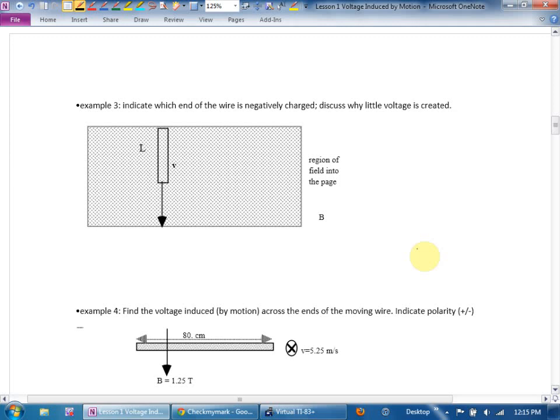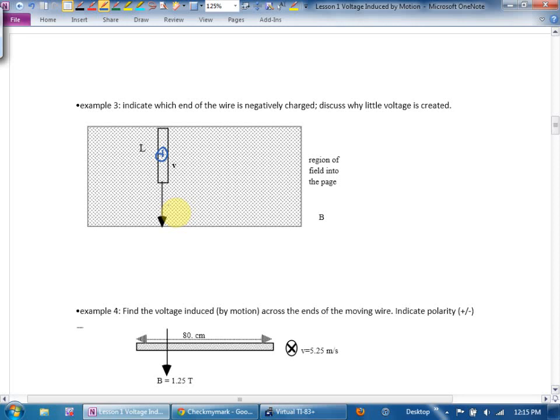So in the first example, Cody, in the first diagram, I made the bar horizontal and the velocity vertical. So they were 90 degrees here. I've got the bar vertical and the velocity vertical in this diagram. Once again, let's look at a single solitary positive right there in the middle. It says, indicate which end of the wire is negatively charged and discuss why little voltage is created. So Madison, which way is this positive charge moving? Well, which way is the whole bar moving? So point your thumbs, all of you, down the page.